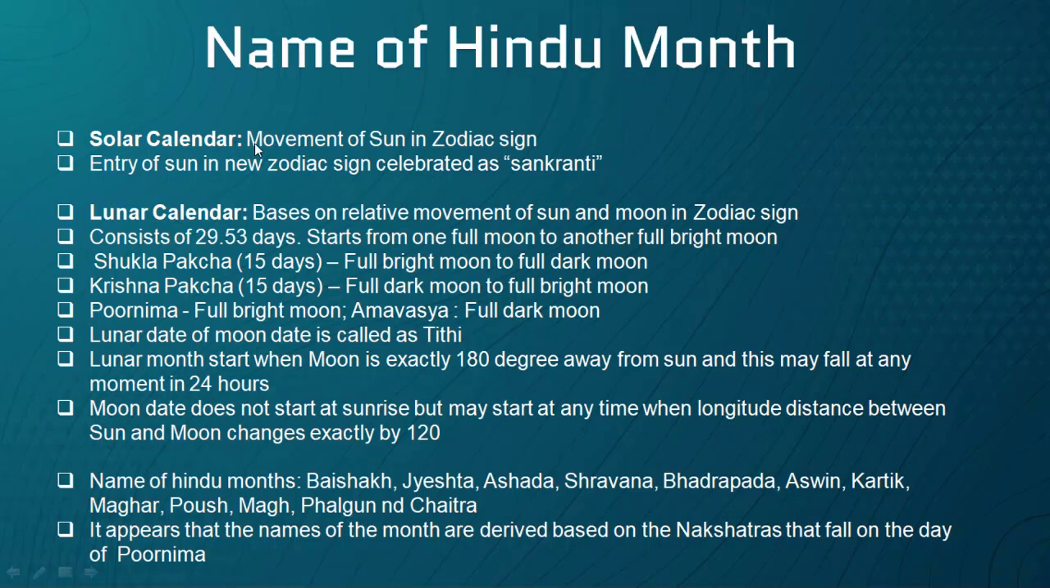Basically, the sun moves through the 12 zodiac signs, and it stays in one zodiac sign for 1 month. It moves 1 degree a day. So that's the movement through the zodiac signs, and hence you get 12 months. But in Hindu astrology, the entry of the sun into any zodiac sign is called Sankranti.